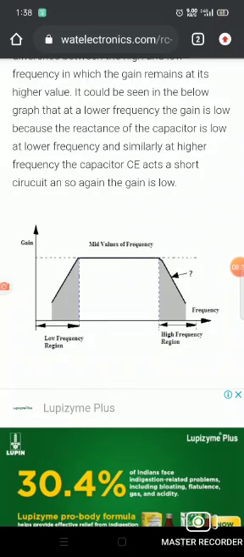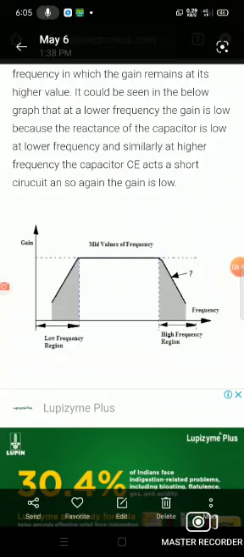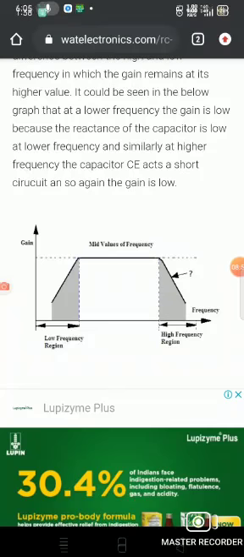In this graph we have to consider that the low frequency region is a high pass RC network. With the combination of R and C we get that RC network. That network, considered at the lower frequency region, has a response of a high pass RC network, because a high pass RC network allows only higher frequencies and it blocks the lower frequencies.